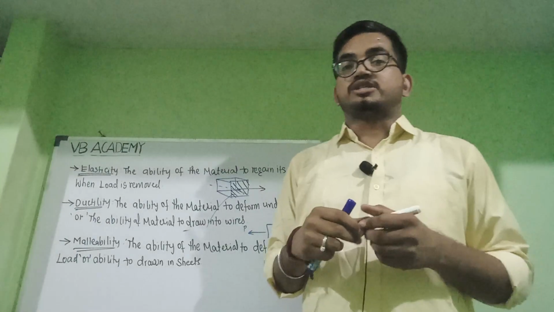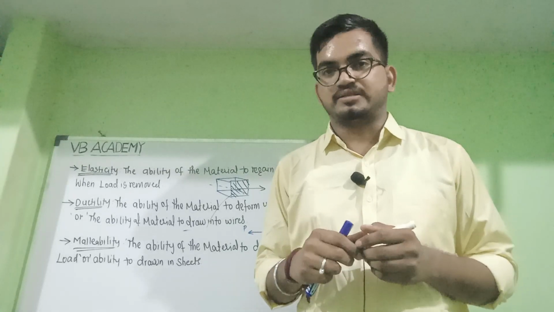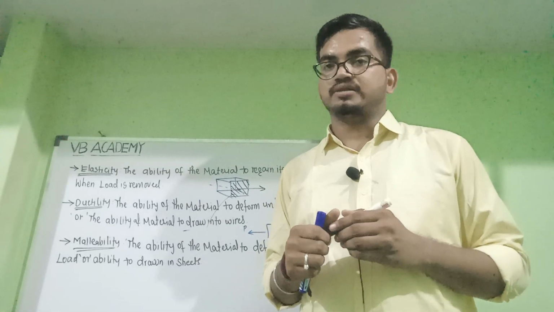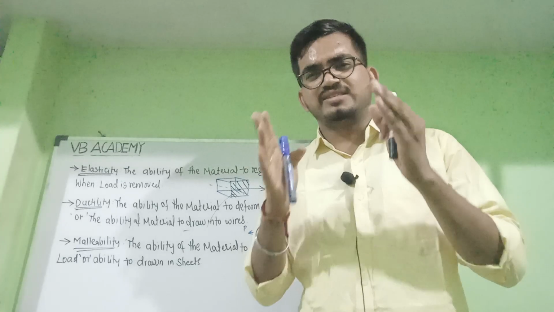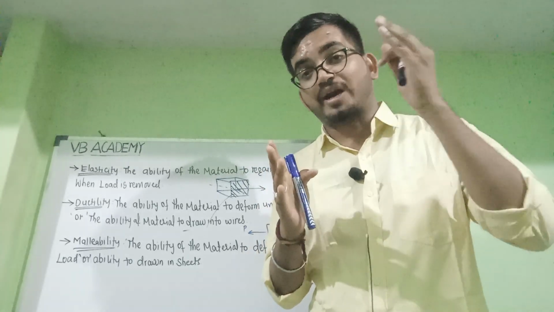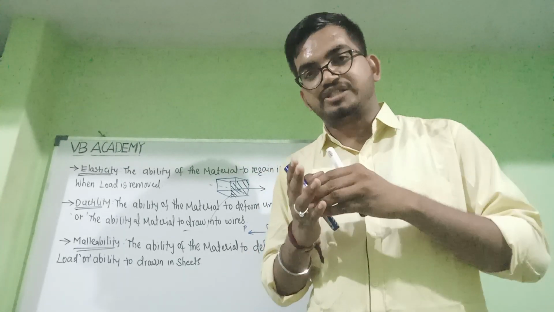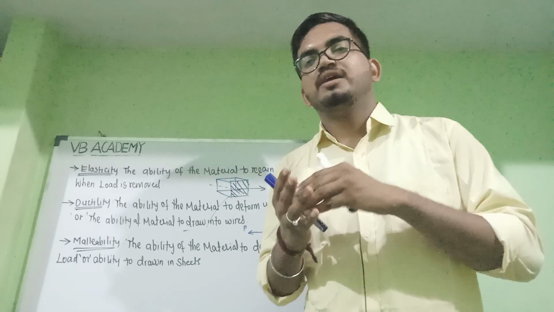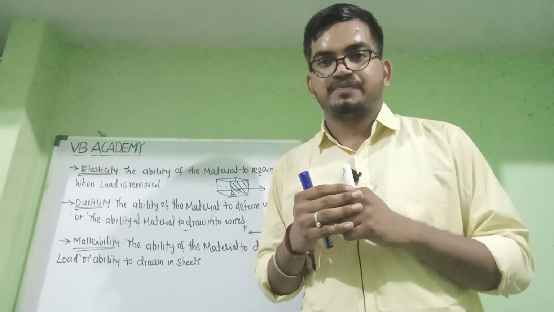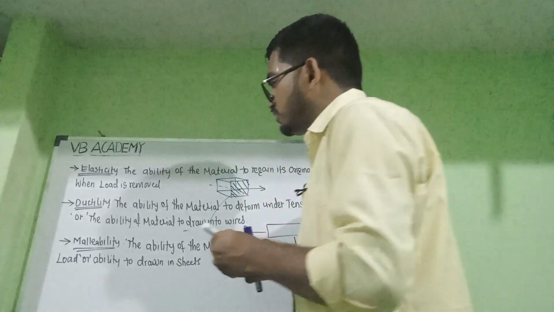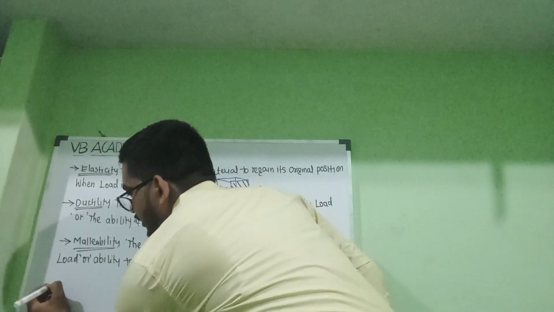Okay. Then coming to the next property, hardness. What is meant by hardness? Hardness is the ability of the material to resist indentation, penetration and scratching. Clear? So I will explain you. See here what is meant by hardness.